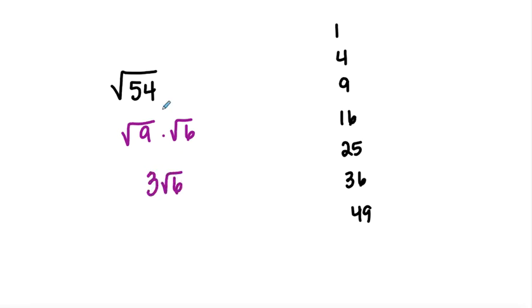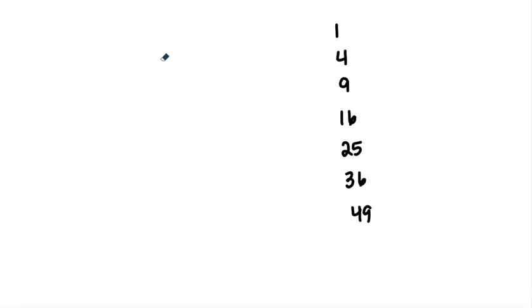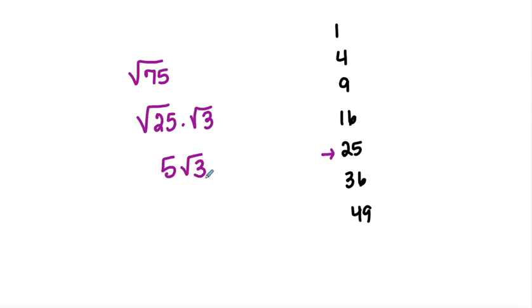All right, let's try another one. Let's try 75. Well, that one's interesting because when it ends in a 5, I always check 25, right? So I can see that 25 goes into 75 3 times. So I can rewrite this using multiplication as square root of 25 times the square root of 3, which would give me 5 root 3.